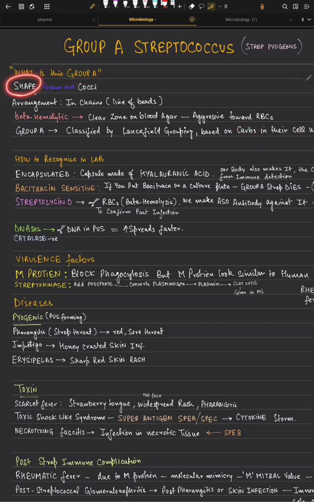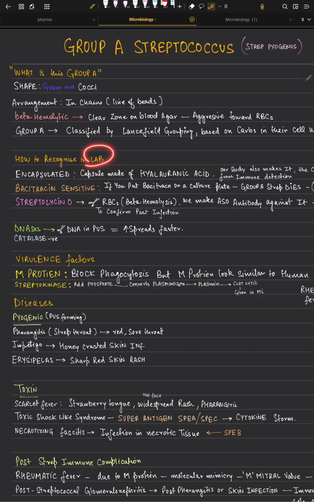Another thing is their shape. The shape of them is cocci, which means they're grape-like, and they're gram positive, which means they retain this purple stain. The arrangement is in chains, like a line of beads. Another thing is they are beta hemolytic. It means they are quite aggressive towards RBCs. They completely make a clear zone on the blood agar.